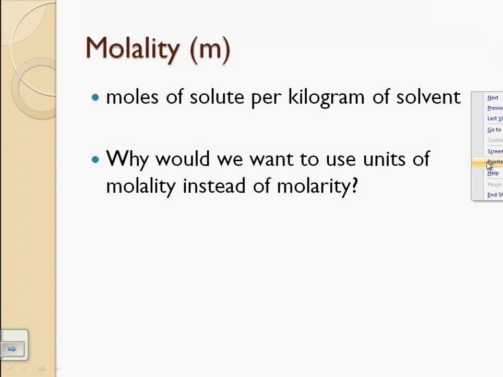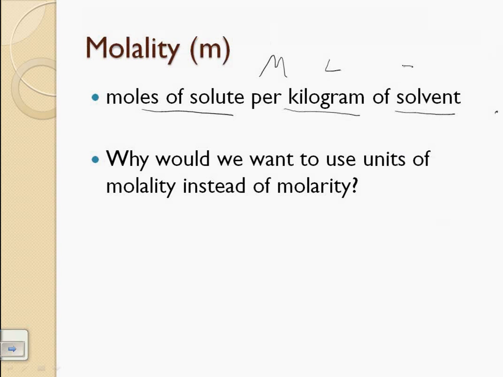Okay, in this podcast we're talking about molality, which is a little different than molarity. First of all, the symbol is a small m instead of a capital M. We're still talking about the moles of solute, but this time per kilogram of solvent. Remember, for molarity, for big M, it was per liter of solution. So we're talking about kilograms instead of liters, and the solvent instead of the solution.